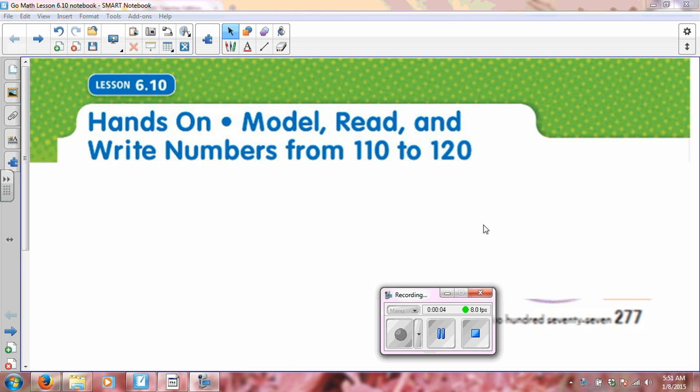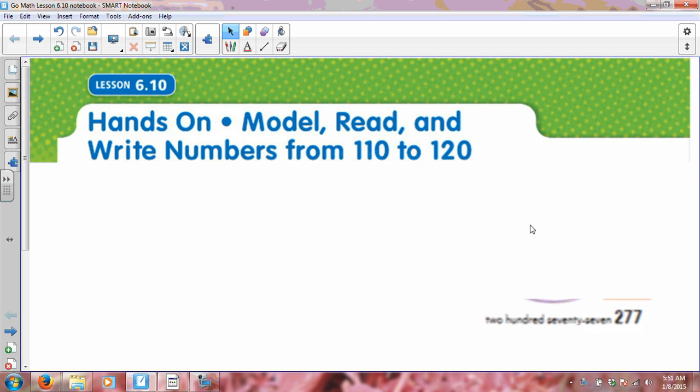Welcome back to lesson 6.10. Today we are going to model, read, and write numbers from 110 to 120.